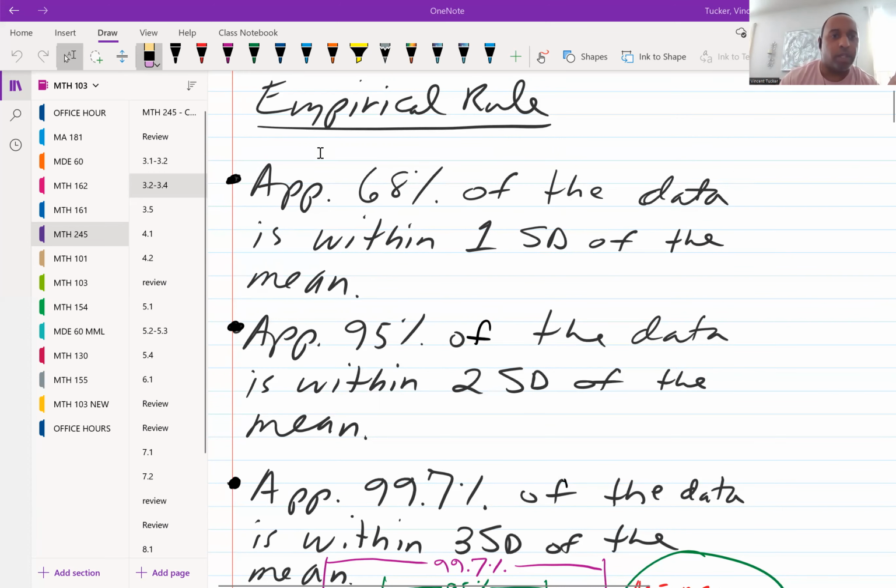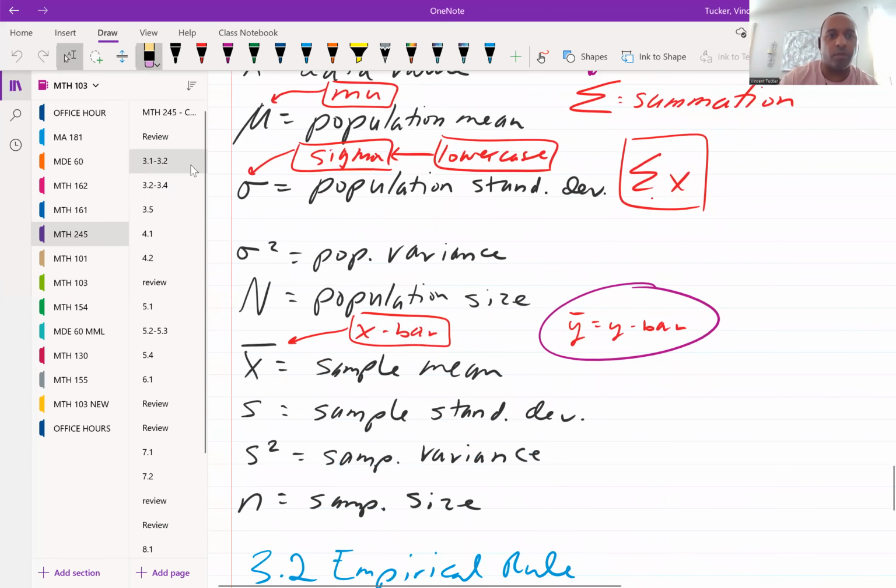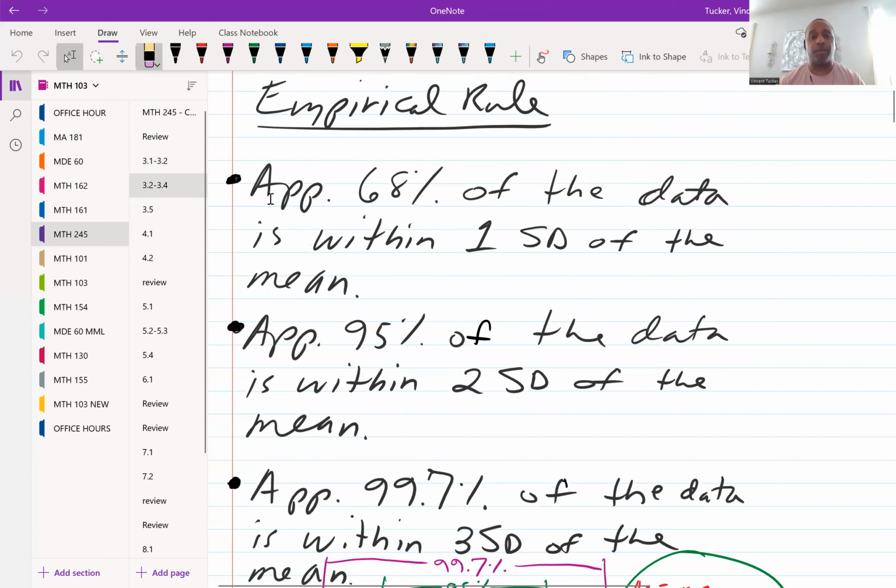So last class we ended with notation and we did 3.2. So we didn't finish 3.2. This is where we're picking up today. The empirical rule still in 3.2.